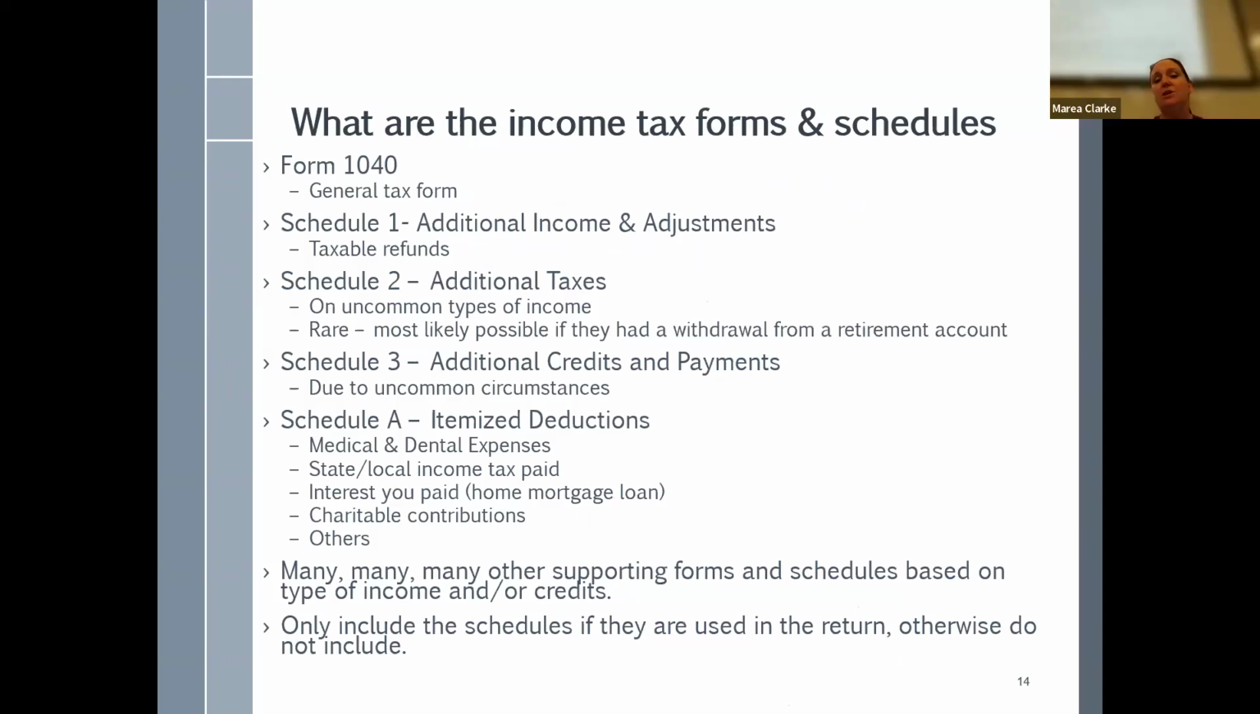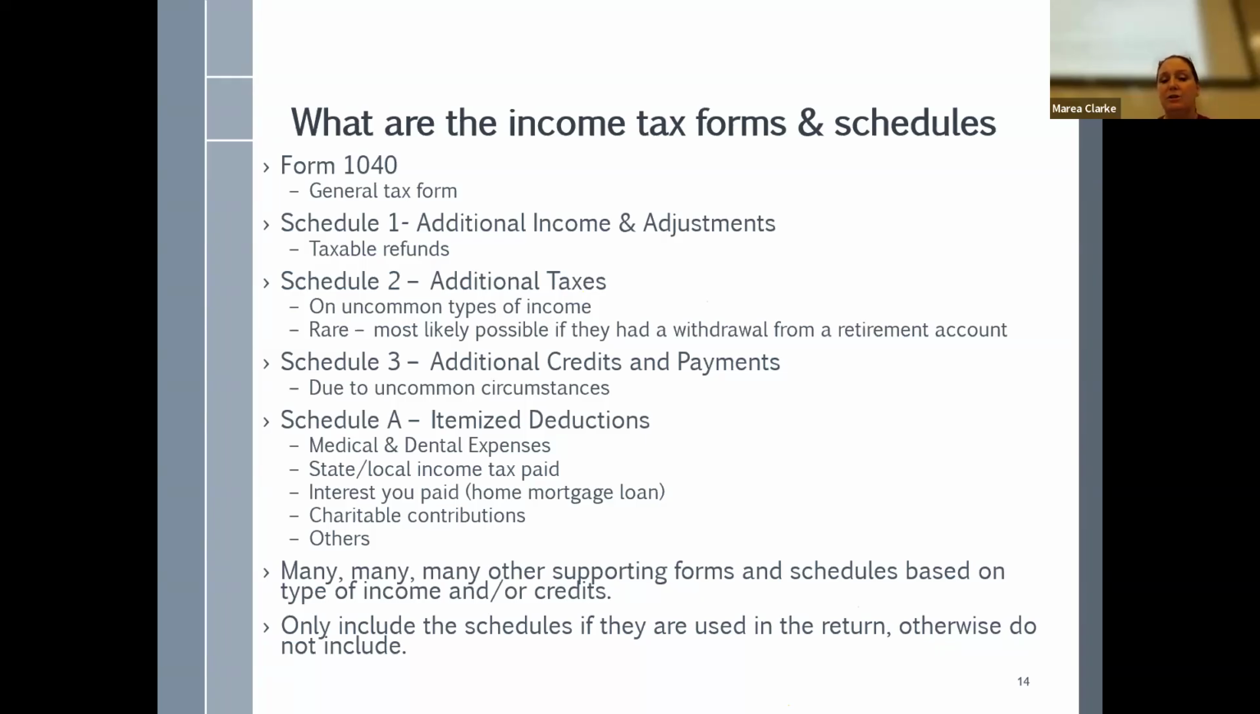So as we look at what the forms are, I mentioned that there's a lot of them. The 1040 is the general form, kind of the summary form. Schedule 1 has additional income, like other, less common types of income and adjustments. We'll use this for taxable refunds. Schedule 2 has additional taxes. This is not very common, but we might occasionally see it. Schedule 3 has additional credits and payments. This is very uncommon, but still theoretically possible.